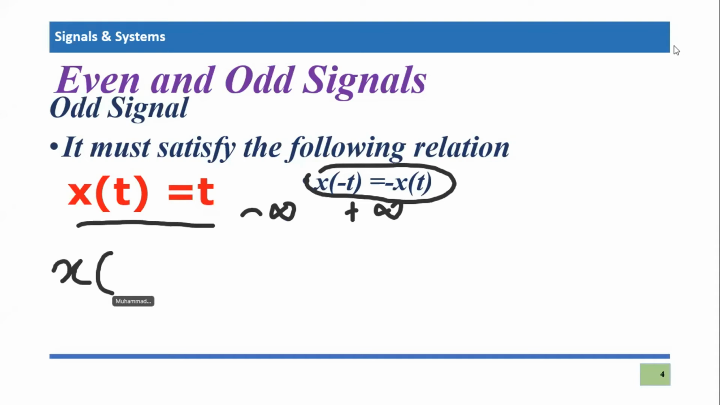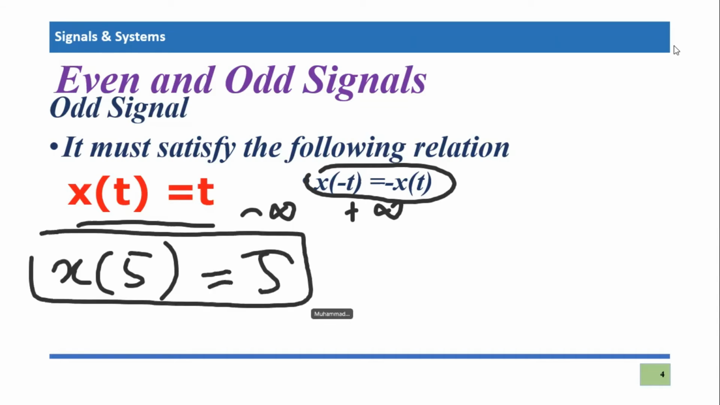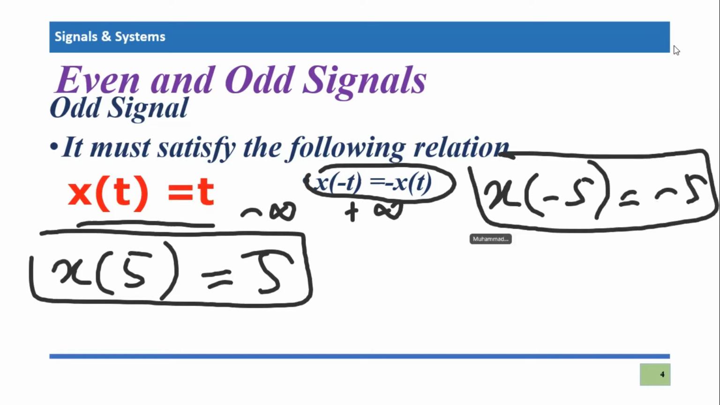So x of 5, what will be the value of x of 5? If I put the value 5 in this relationship, it will become simply x of 5, equal to 5. So x of 5 is equal to 5. Similarly, if I test x of minus 5, it will be simply -5, right? But now we need to verify the signal's relationship with this relationship. So let's say x of minus t. x of minus t means x of minus 5, which is equal to -5.